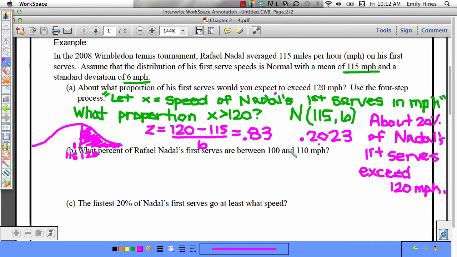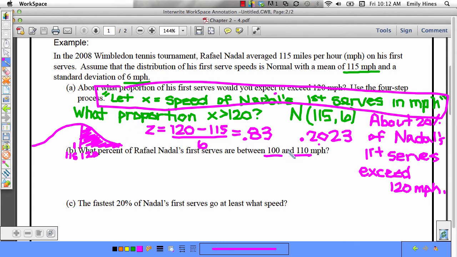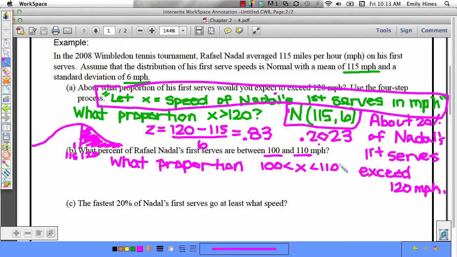What percent of his first serves are between 100 and 110? I've already defined it, and since we're dealing with the same variable, we can let this still be our state. That's what I would write for state. Then I just need to say what proportion are between 100 and 110. So I draw my picture. If this is 115 right here, 110 would be about right there, 100 would be about right here. I can label them so I remember what they are, and I'm going to color in between them.